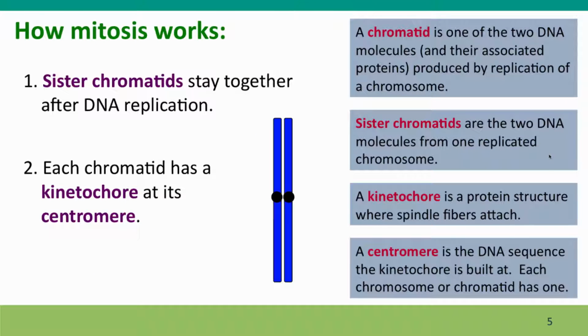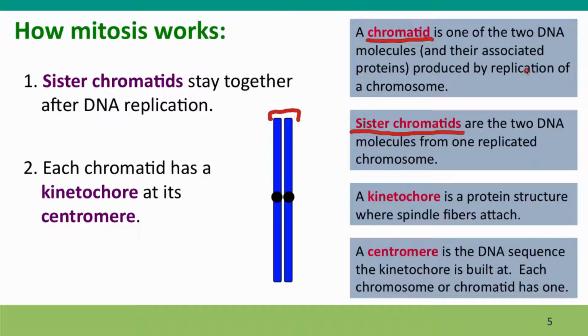So we talked about the events, and the first event, or non-event, is that once the DNA is replicated, the two daughter double-stranded DNA molecules with their associated proteins are called chromatids. And the two that are produced by a single DNA replication are called sister chromatids. So the sister chromatids stay together. These are two chromatids, and these are sister chromatids. They stay together after DNA replication.